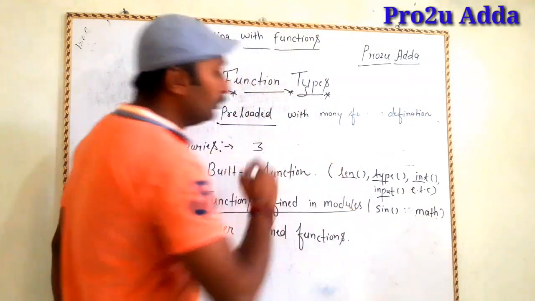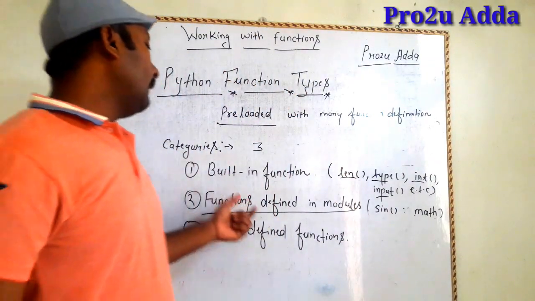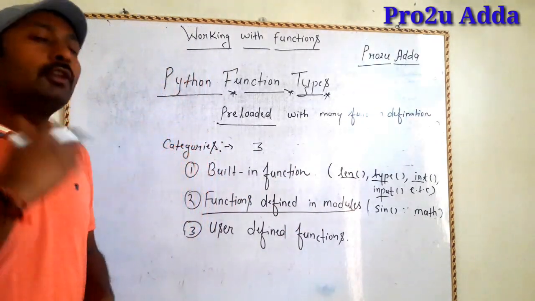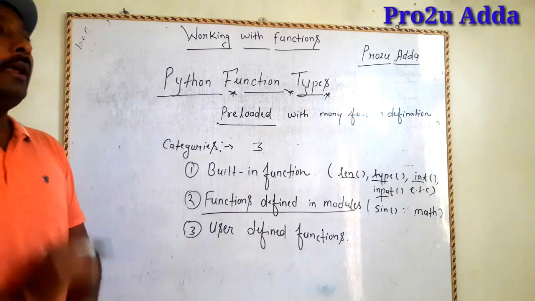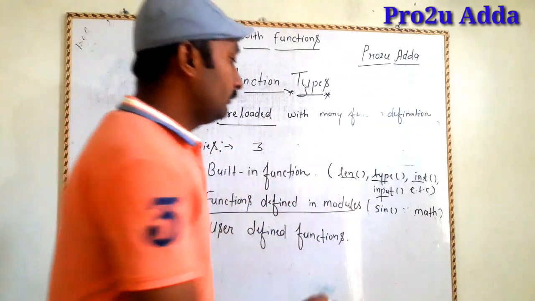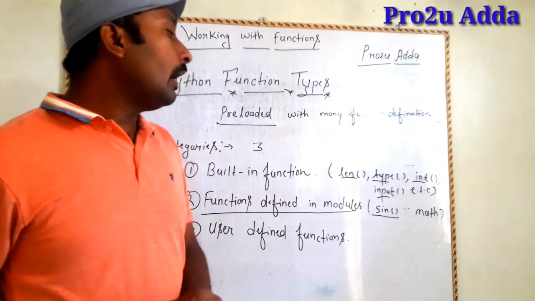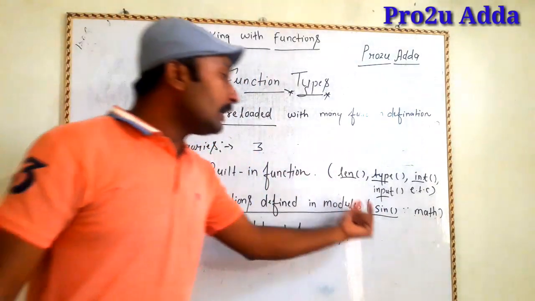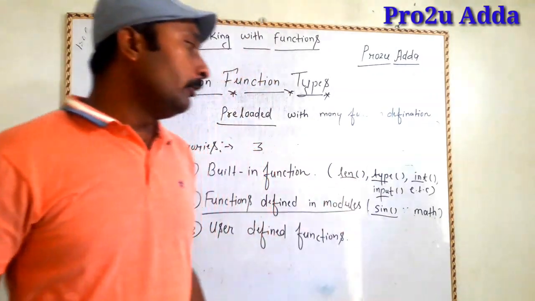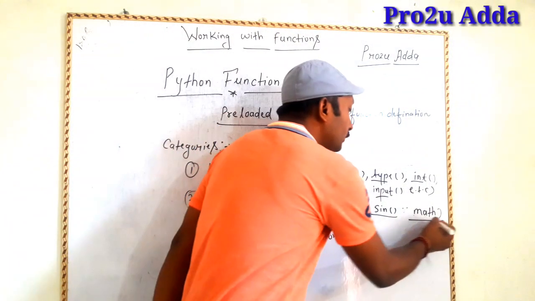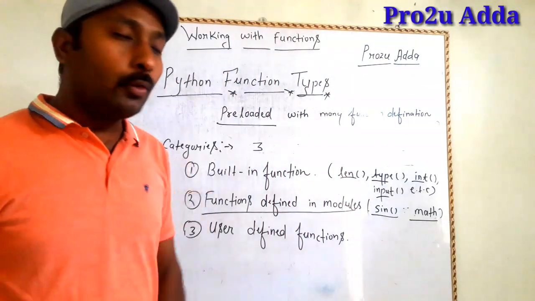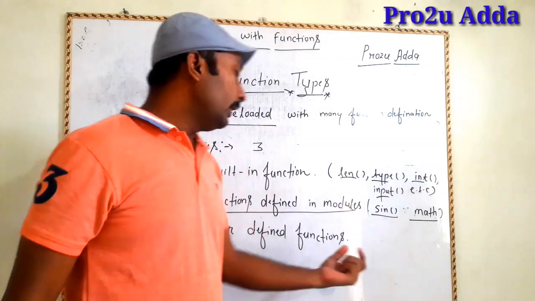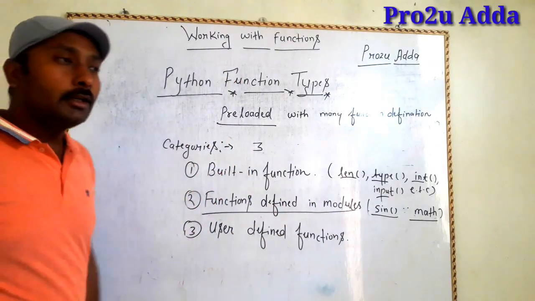Then the second category is what? Functions defined in modules. What does it mean? Means module wise a function will be defined. How? Let me tell you with an example. For example, I have to use a function like sin. Then we can't use sin directly because firstly we have to know on which module this sin function comes. It comes in math. So firstly we have to import math, then only we can use the sin function here. That is the second, and the third one is what?